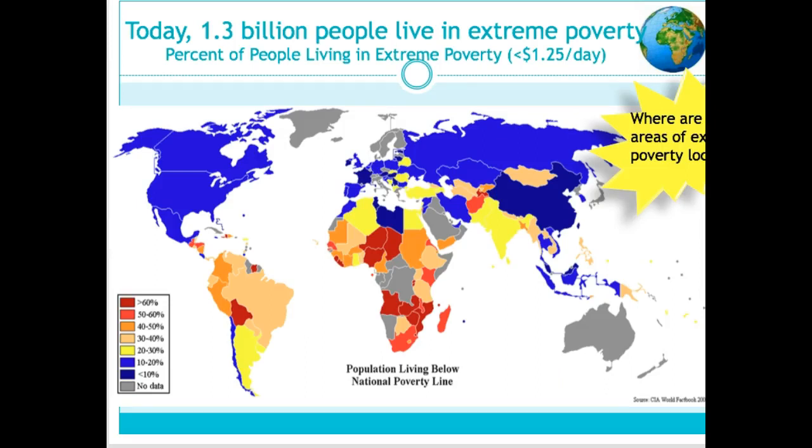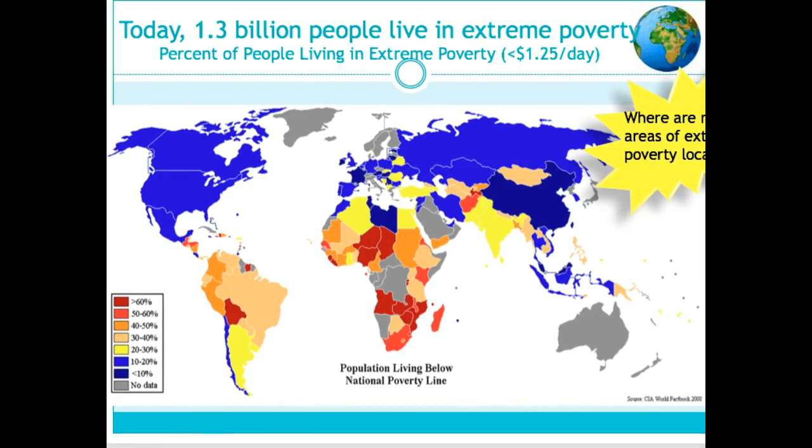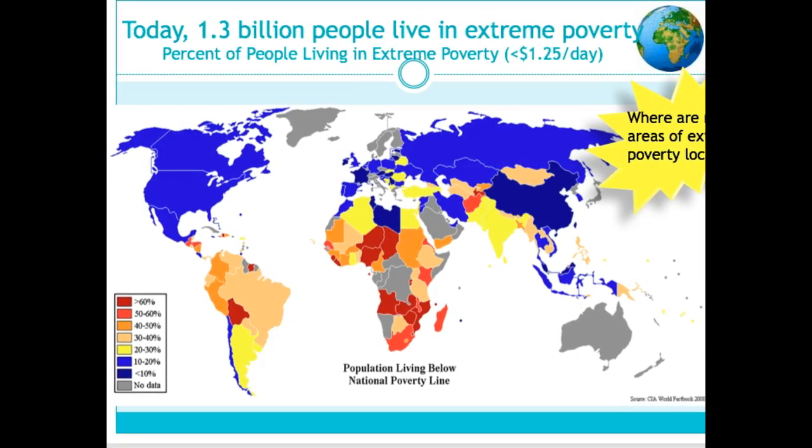I really like this map as well. Today, 1.3 billion people live in extreme poverty. 1.3 billion people. And that is defined as people living on less than $1.25 per day.